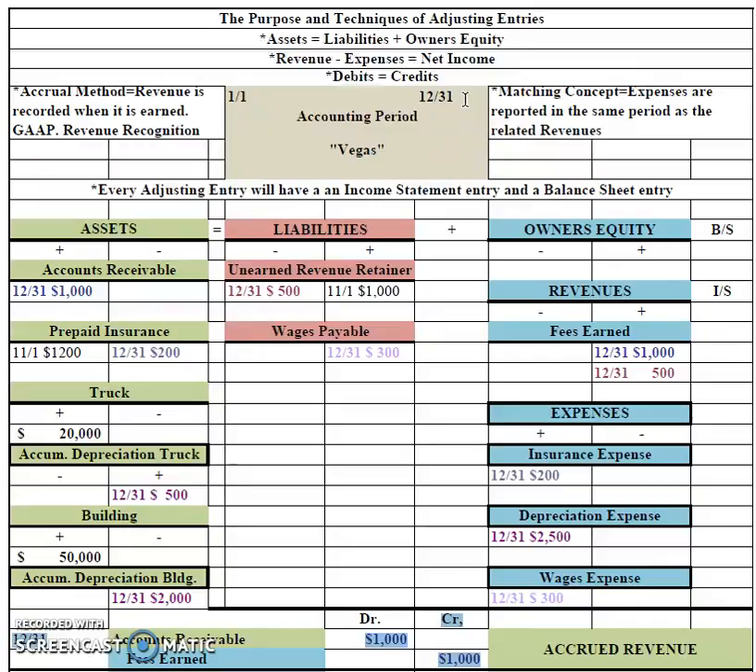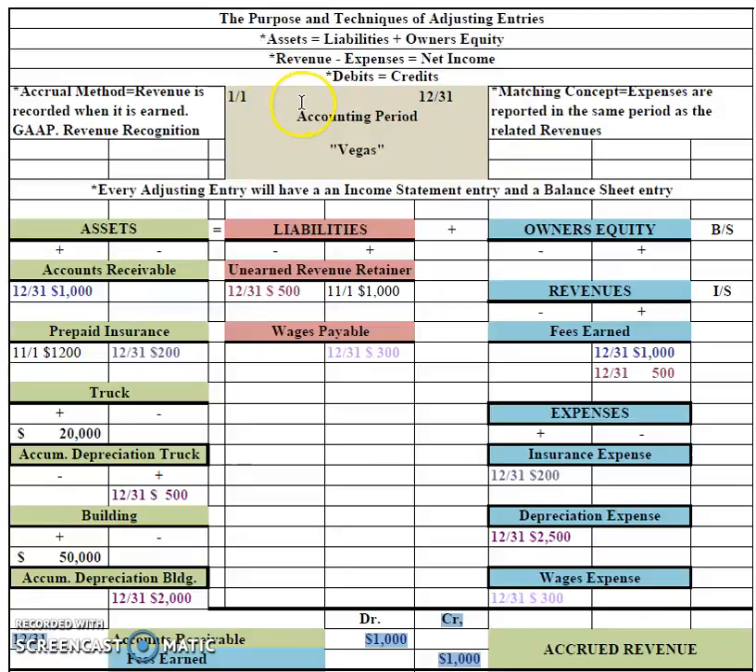So under the accrual method, revenue is recorded when it's earned. That's a GAAP, generally accepted accounting principle, and it's known as the revenue recognition concept. We have the matching concept, where expenses are reported in the same time period as the related revenues. So therefore, we're matching the expenses that belong in the period with the revenues that belong in this period.